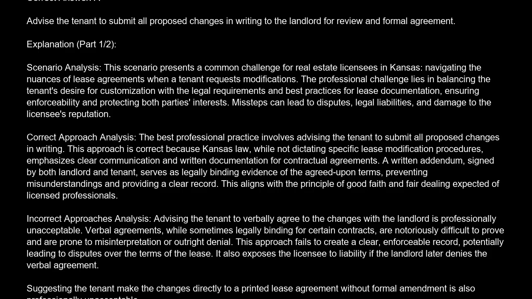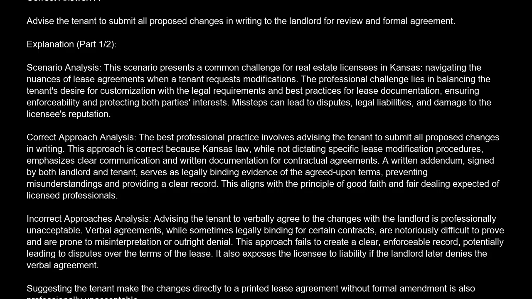agreements when a tenant requests modifications. A professional challenge lies in balancing the tenant's desire for customization with the legal requirements and best practices for lease documentation, ensuring enforceability and protecting both parties' interests. Missteps can lead to disputes, legal liabilities, and damage to the licensee's reputation.